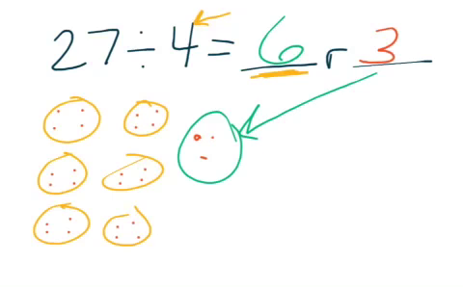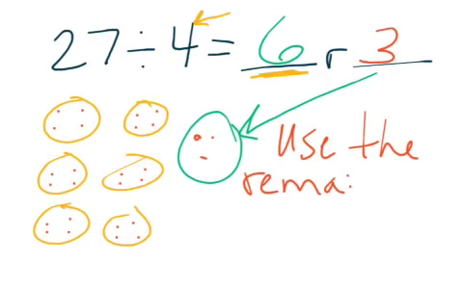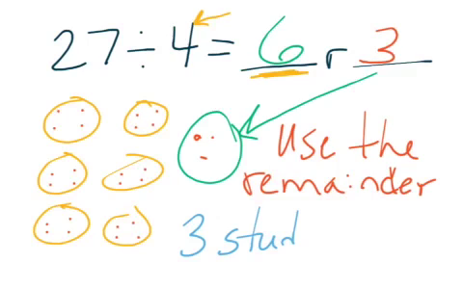So this is a use the remainder problem, because it's asking me for the students that are not going to be in a group. Which ones do not fit into our group? We have to use what's left over, use the remainder. So my answer would be 3 students.